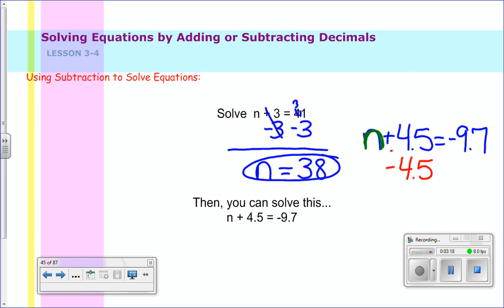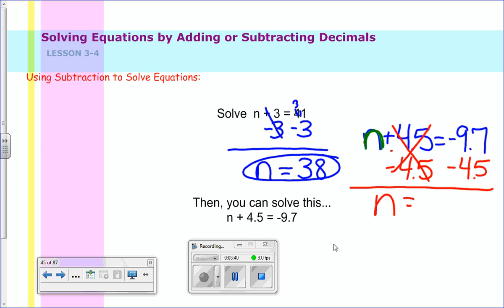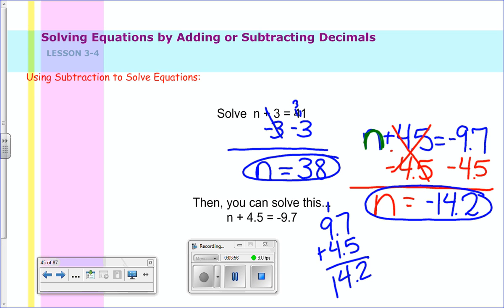Now, if I subtract 4 5/10 from one side, I do it to the other. And I'm left with n, that crosses out, is equal to negative 9 7/10 minus 4 5/10. We have to go back to the rules of integers here. They're both negative numbers, so you'd end up adding them together. So 9 7/10 plus 4 5/10 is 14 2/10, but both are negative, so I'd have a negative 14 2/10.